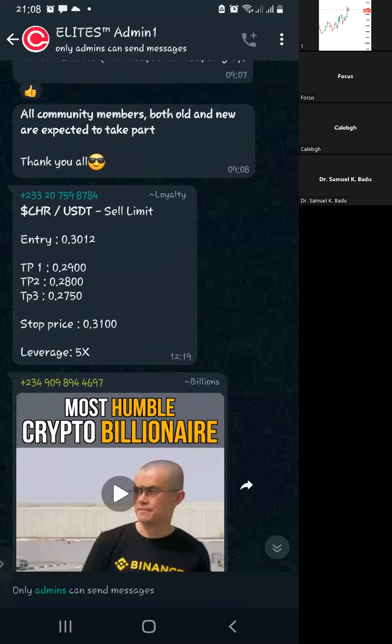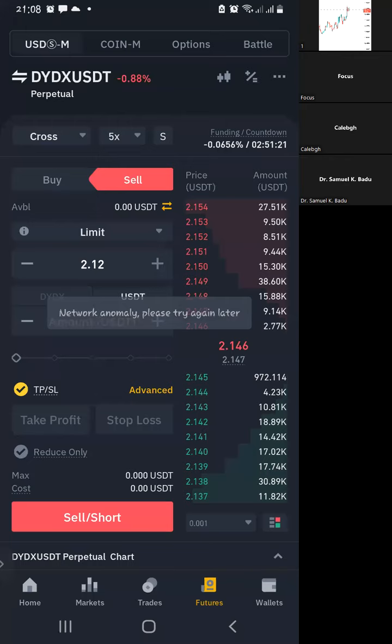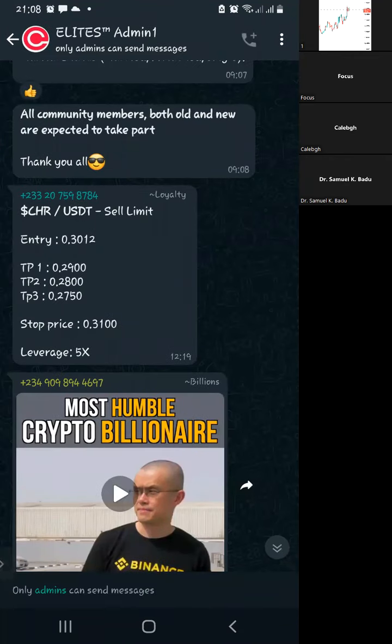So when the trade signal is given like this, you have the entry, you have the take profit, and you have the stop price, or what we call the stop loss. The stop loss is to make sure that you don't get liquidated. So usually the stop loss is set to be better than the liquidation price. So when you come here, this is a sell order. So it means we are selling short. Our entry point is 0.3. Okay, 0.3, and they're saying limit.